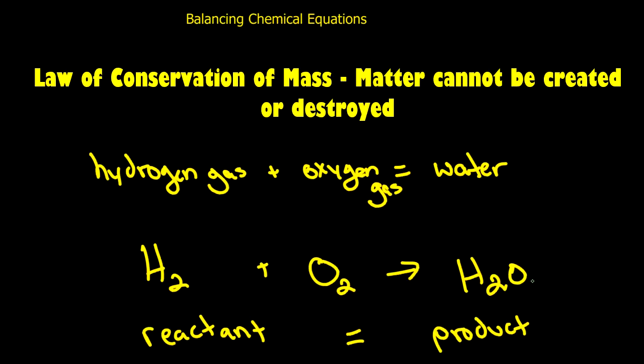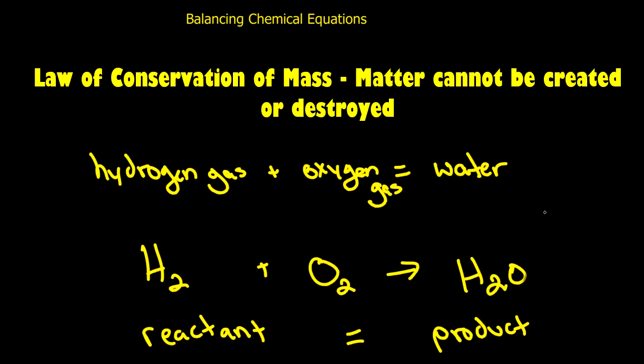Now, some people may look at it and go, well, if I just stick another 2 right here, it's balanced because now I got two hydrogens and I got two hydrogens. I got two oxygens and I got two oxygens. It's balanced, right? Not quite, because once you stick that 2 on H2O, it becomes H2O2. It is no longer water. It's now hydrogen peroxide, something you don't want to drink. So we can't do that. We can't just change the subscripts of our compounds, because if you change the subscript, you change the compound completely.